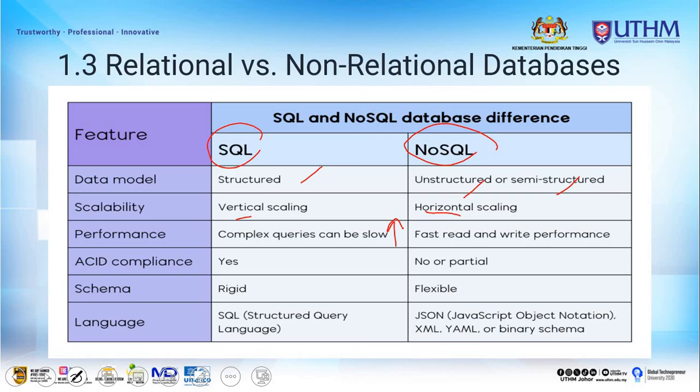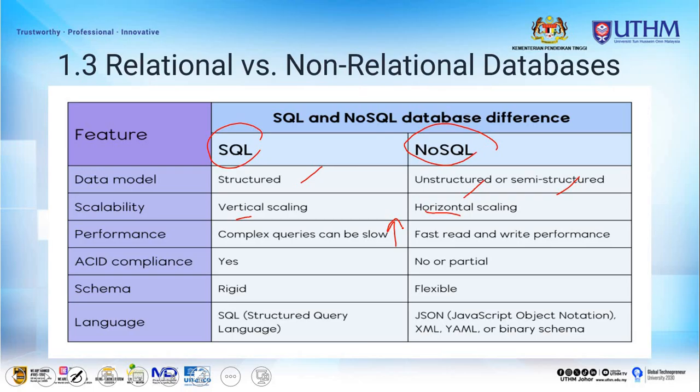NoSQL offers fast read and write performance. Read and write means you can store and retrieve, edit, and all these things. ACID compliance: ACID stands for A for something, C for something. I can't remember this, you can check. I already gave you the notes under the slide, under the notes section. A is for atomicity, if I'm not mistaken. You can check.